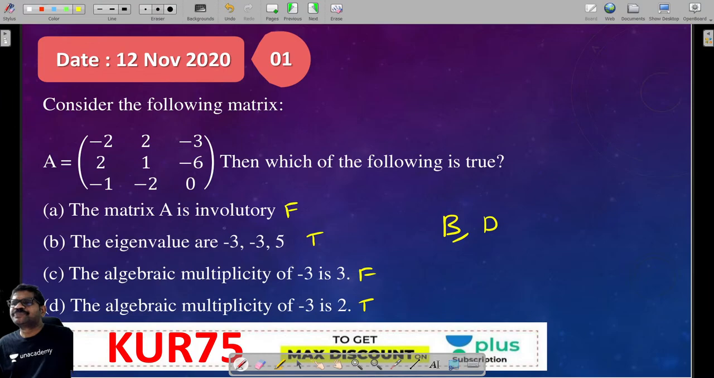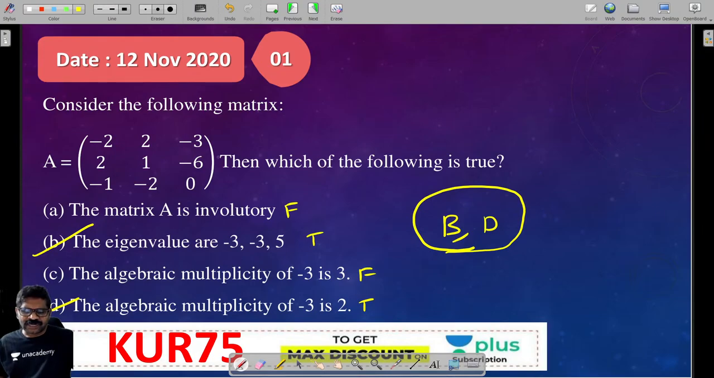So here, the second option is true and the last option is also true. So the answer is only B and D. These two options are correct. Understood?